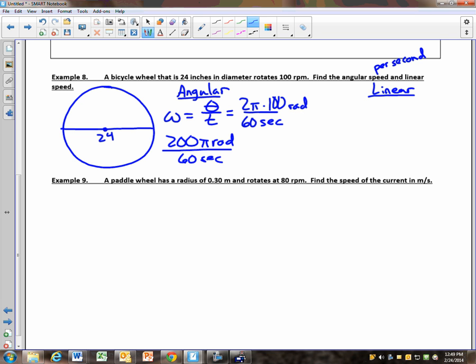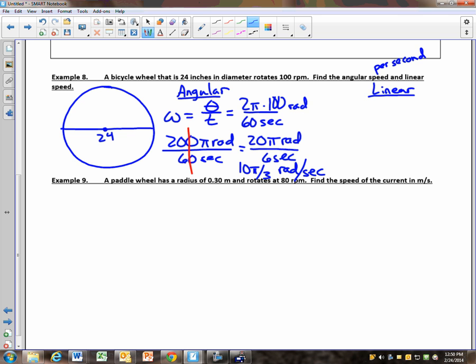I can divide both by a factor of 10. So I get 20 pi radians per 6 seconds. 20 over 6 reduces to 10 pi over 3. 10 pi over 3 radians per second. Alright, so that's our answer, and it's in terms of pi. 10 pi over 3 radians per second. That's our angular speed. Okay? That's how many radians it's covering in every second.